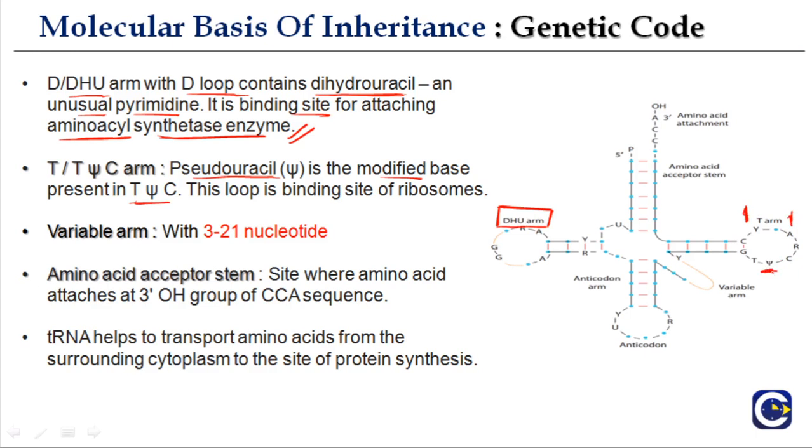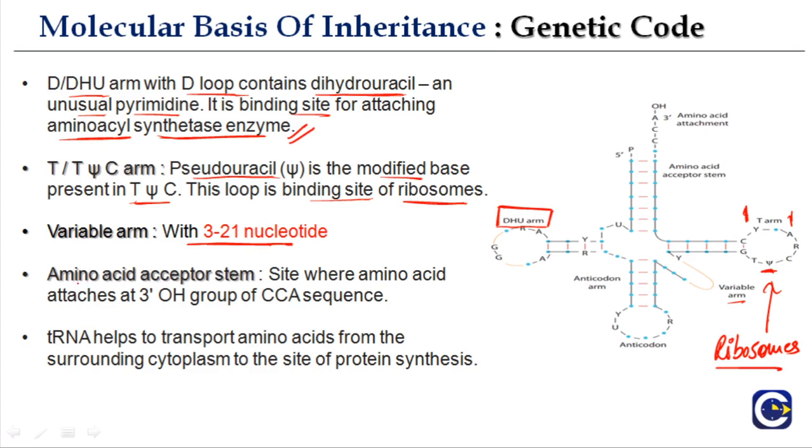You see this pseudouracil is present, and this loop is the binding site for ribosomes. I told you, ribosomes are the molecules that help in translation. So this is the site where ribosomes bind. Then there is a variable arm, with 3 to 21 nucleotides. It is a variable arm because it can be different in different organisms or different types of tRNA.